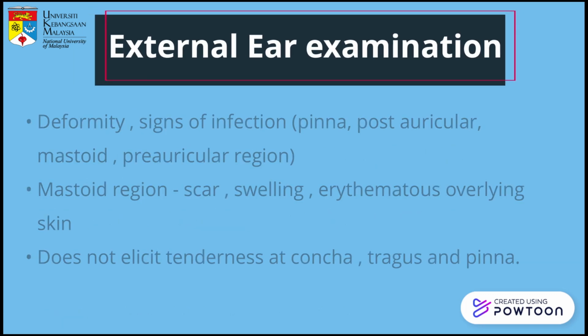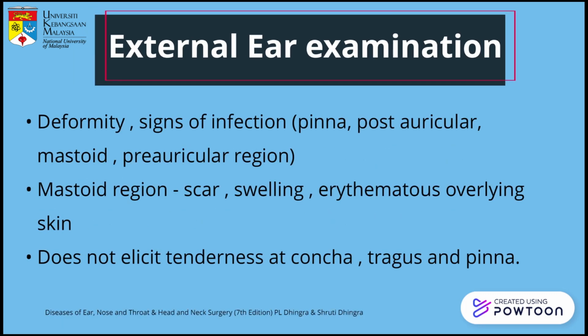For the external ear, we can look for any deformities, any signs of infection at the pinna, postauricular, mastoid, and preauricular region. We can also check for scars, swelling, and erythema overlying the skin at the mastoid region. And also, we can check if there is any elicited tenderness at the concha, tragus, and pinna, but not in this case for otitis media with effusion.